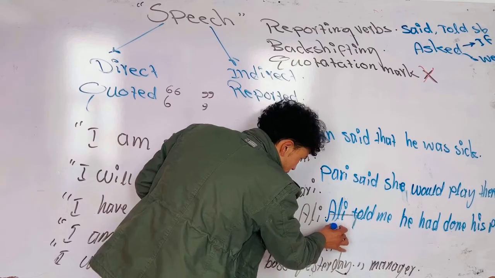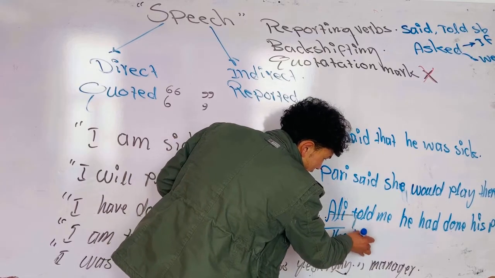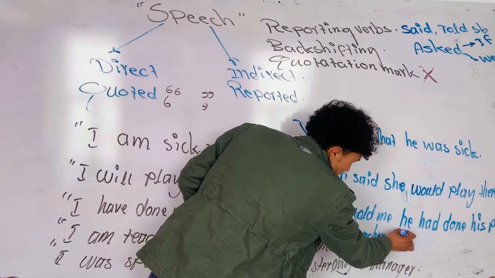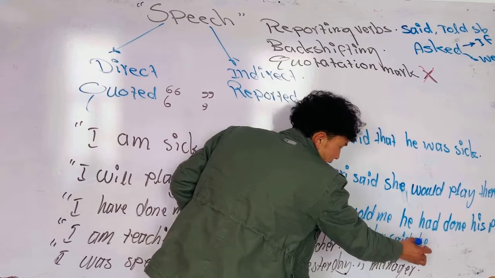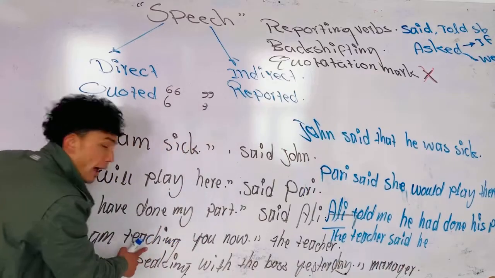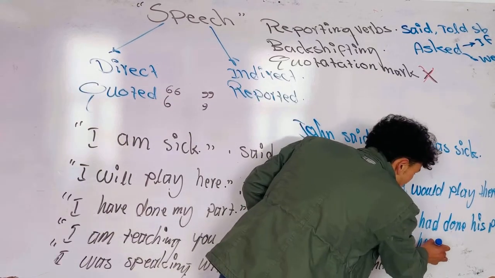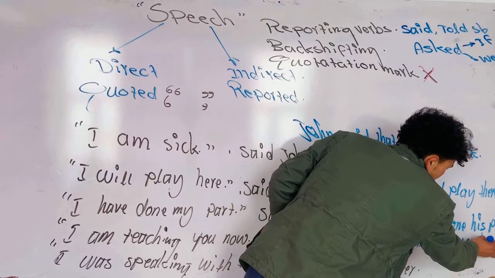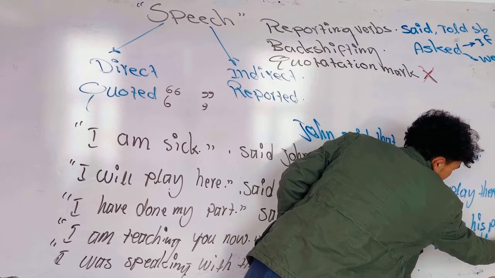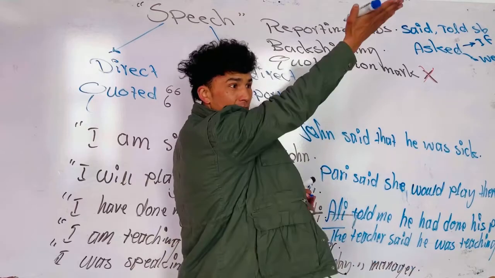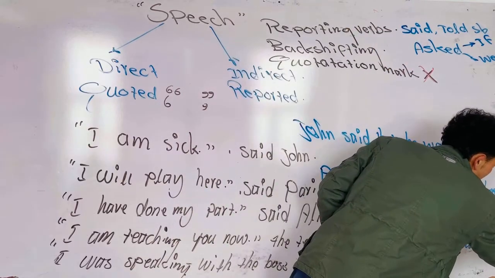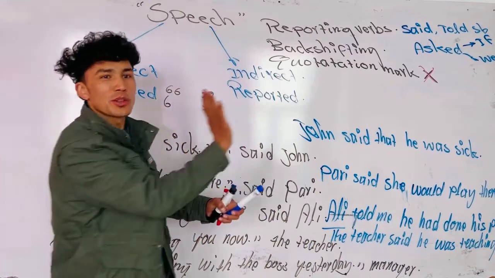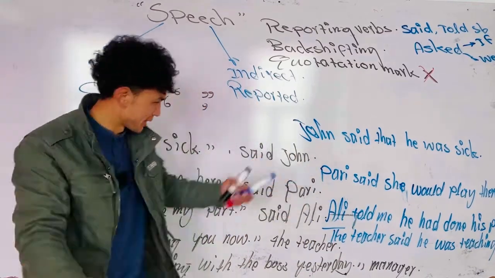The teacher told me, say, for example, said he was teaching us. Now then, "now" changes to "then", "here" changes to "there". Now it's changed to there. You understood? That was all.